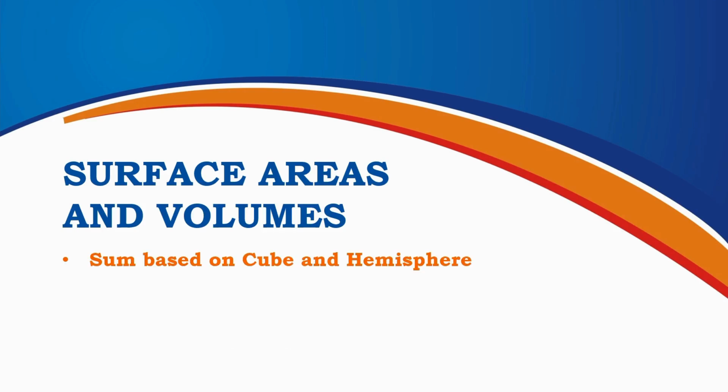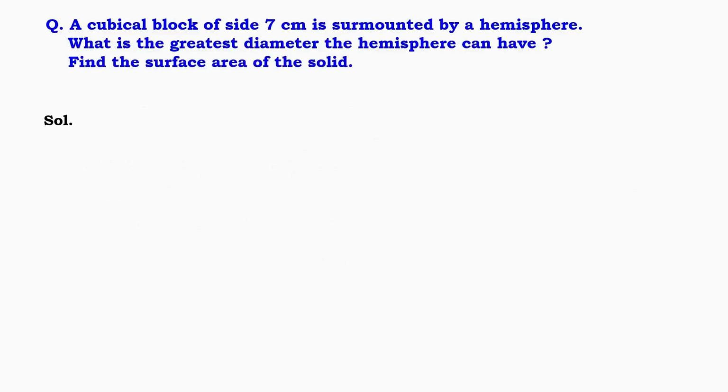Now we will take a look at the problem based on the cube and hemisphere. Okay, now let's take a look at the problem. A cubical block of side 7 centimeter is surmounted by a hemisphere. What is the greatest diameter the hemisphere can have? Find the surface area of the solid.